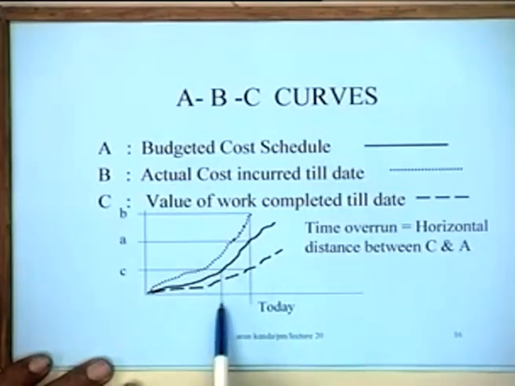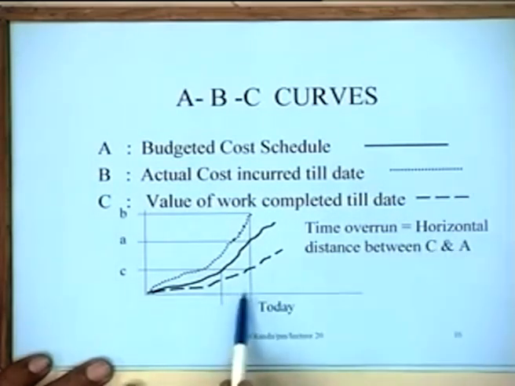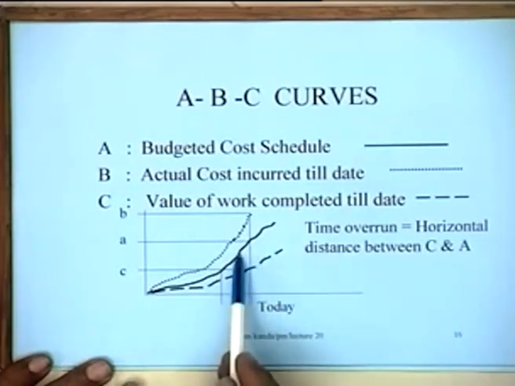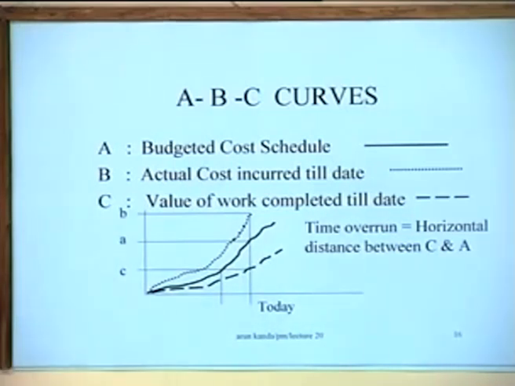So this horizontal distance between today and this point, between C and A, actually tells you how many months behind I am. So really speaking, it is the relative placement of curves C and A. If C is below A, it shows that I am behind schedule. If C becomes above A, I am ahead of schedule, right? So you can measure this by this horizontal intercept here. So this is the manner in which we can determine the two most important parameters, namely time overrun and cost overrun for a project.